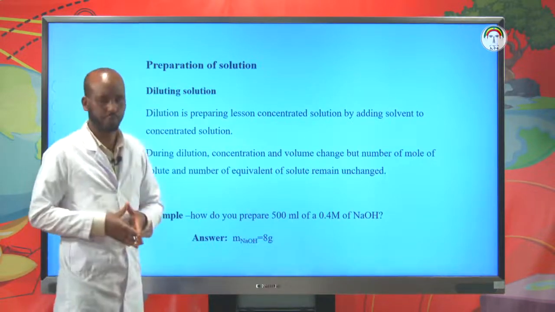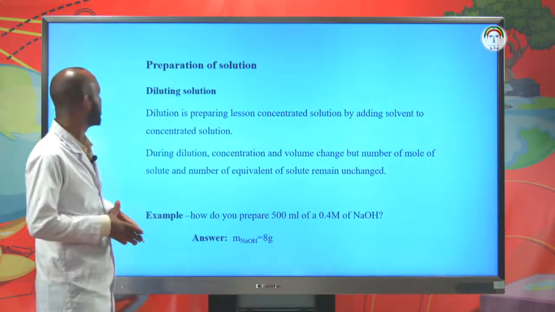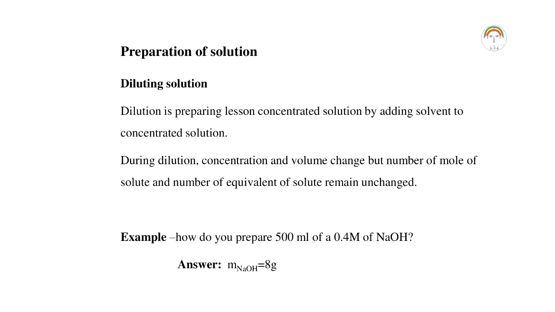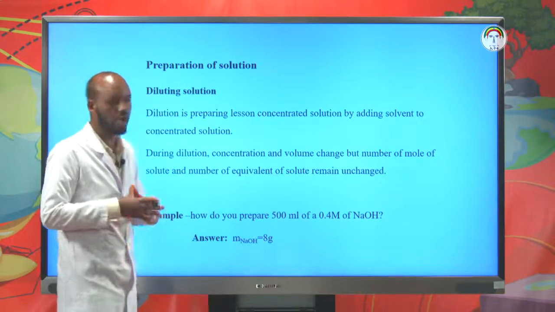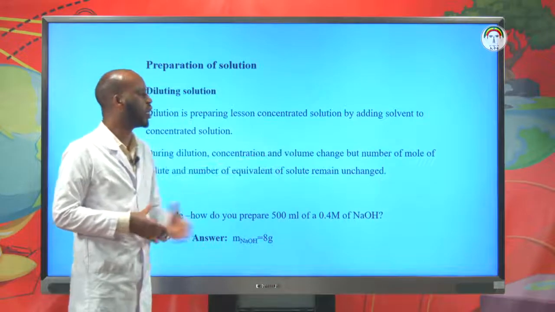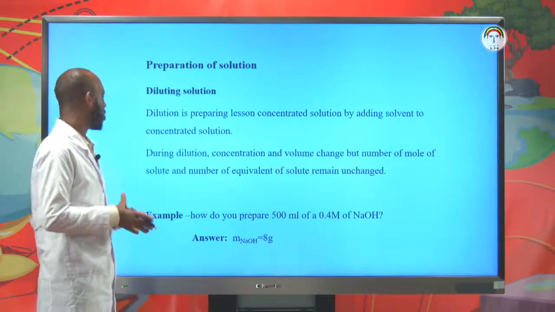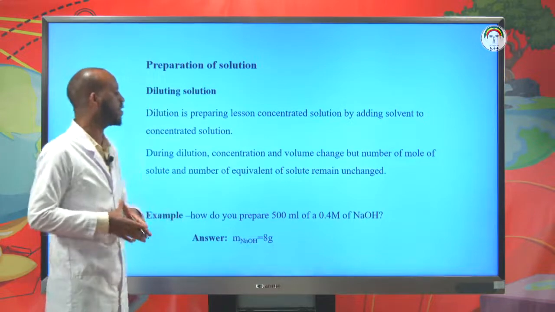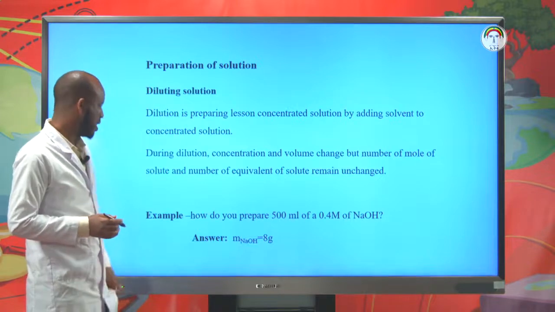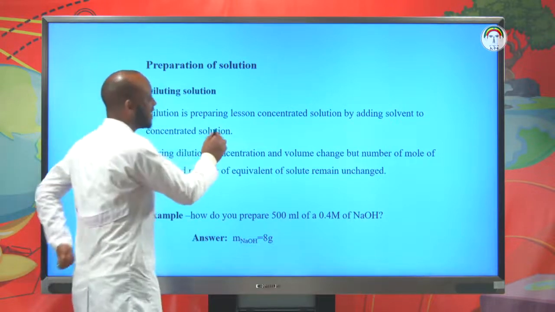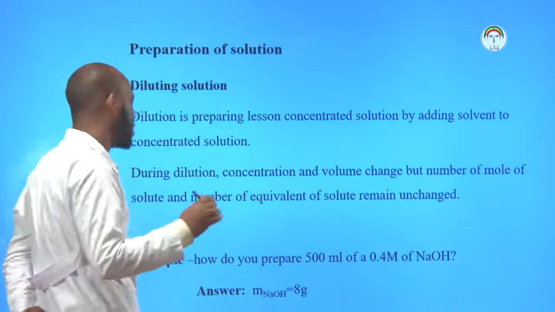Preparation of solution, diluting solution. Dilution is the procedure of preparing less concentrated solution from a more concentrated solution by adding water. In the process of dilution, concentration and volume change, but number of moles of solids and number of equivalents of solids remain unchanged. Therefore, number of moles of solids is unchanged in the process of dilution.